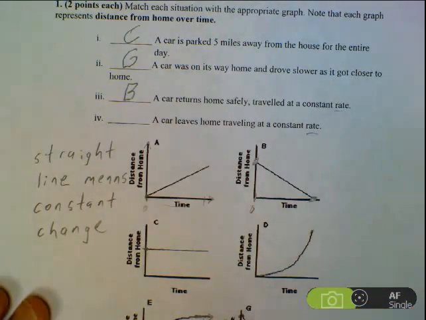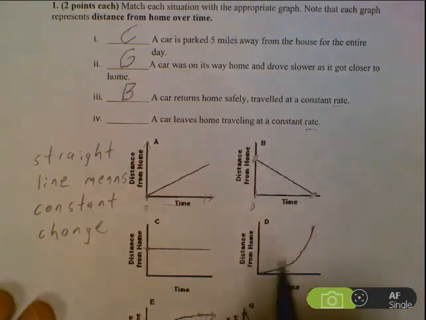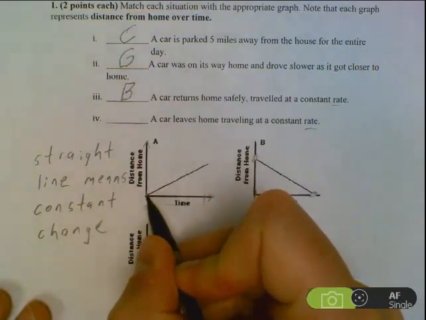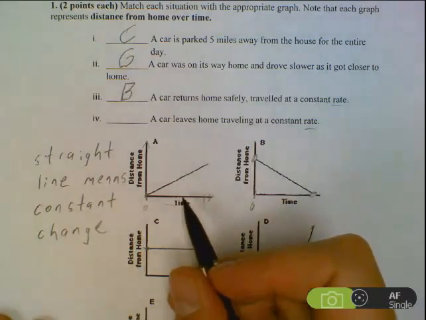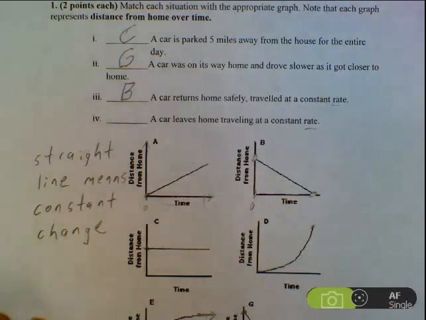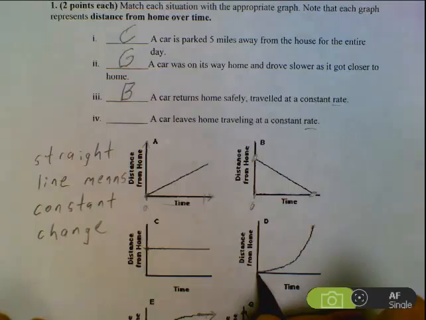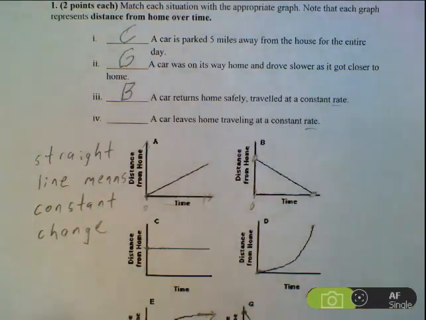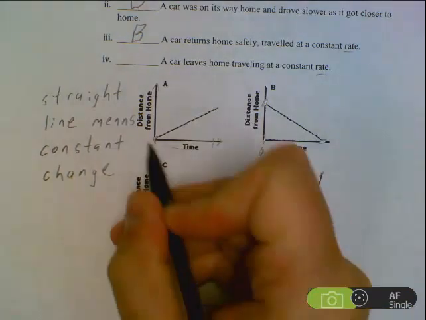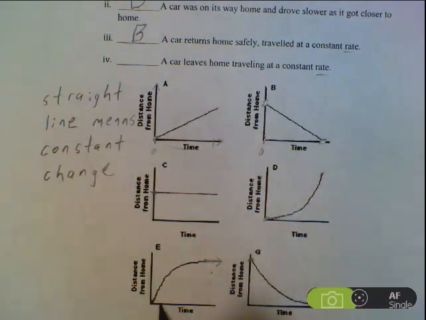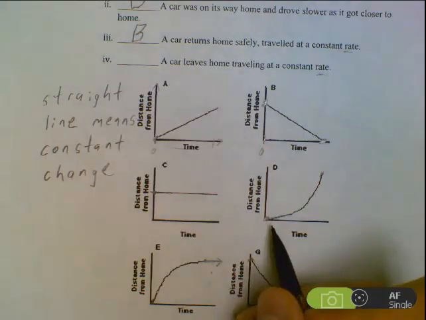And then a car leaves home traveling at a constant rate. The only options are A and E because they're the only ones where we start from home. Oh, no, D could be also. D, we start at home because we start where our distance is 0 on these 3. But the only one that's a constant rate is A.